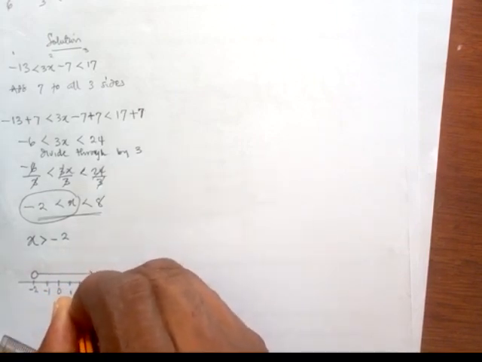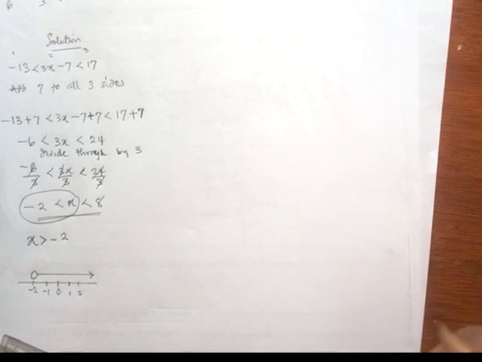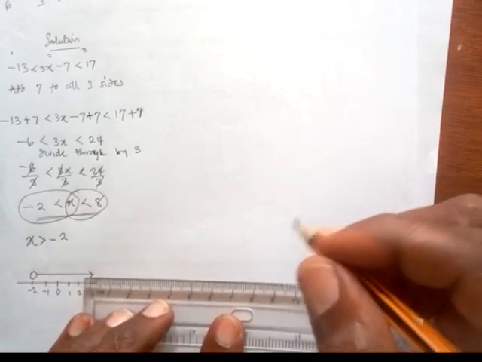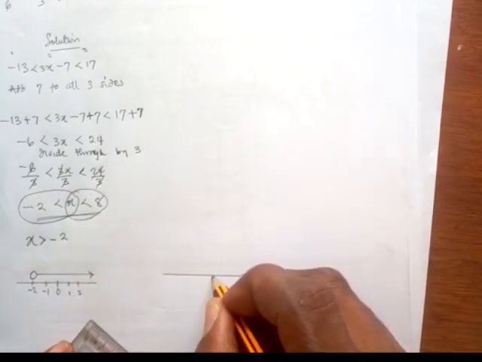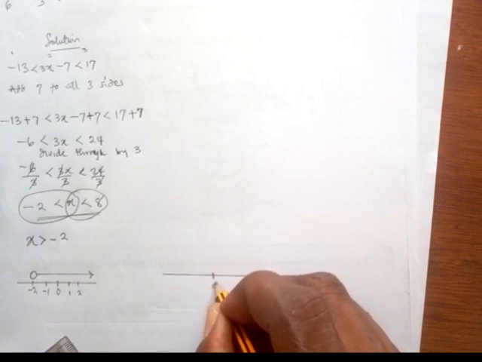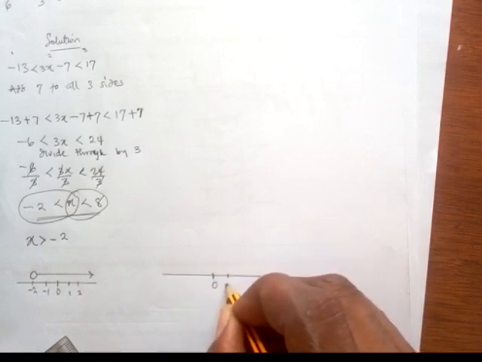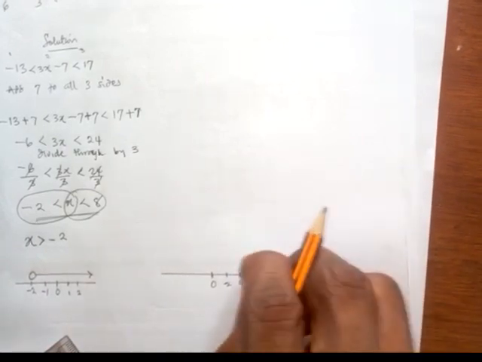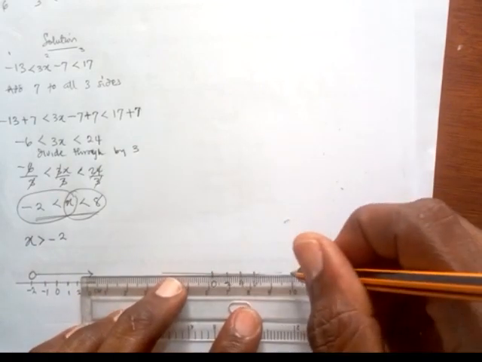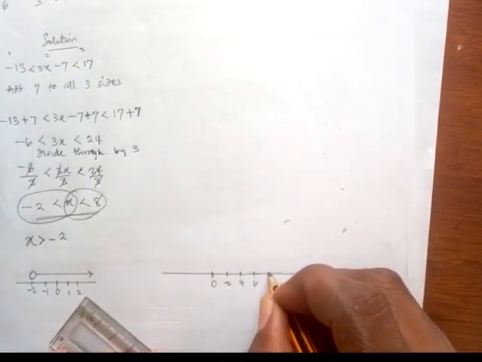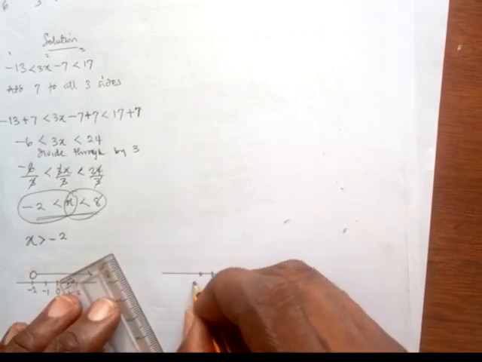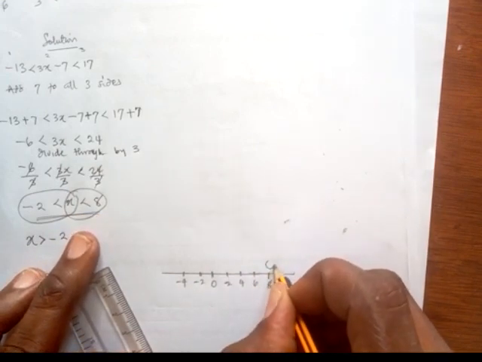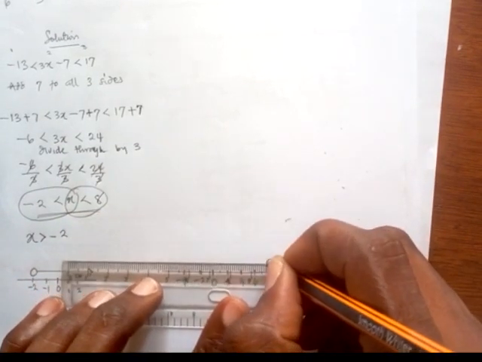Then here we have x is less than 8. Let me call this 0, then 2, 4, 6, 8, and minus 2, minus 4. X is less than 8 will be this, and then in this direction.